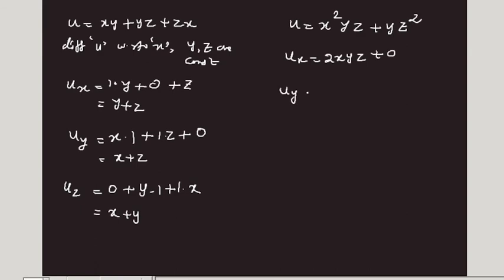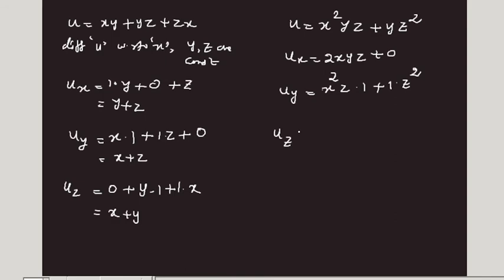U with respect to y. You can see first term also we have y, second term also we have y. We must differentiate both the terms. Here x and z are constant, so x square into z, we write it as it is first. Differentiation of y is 1 plus, here y differentiation is 1 into z square.